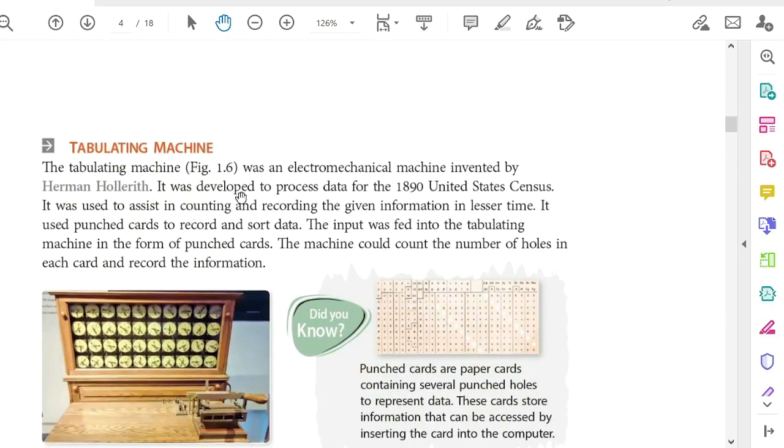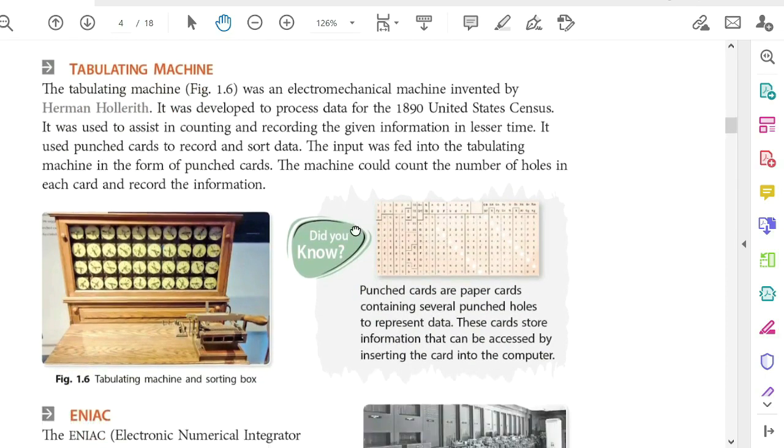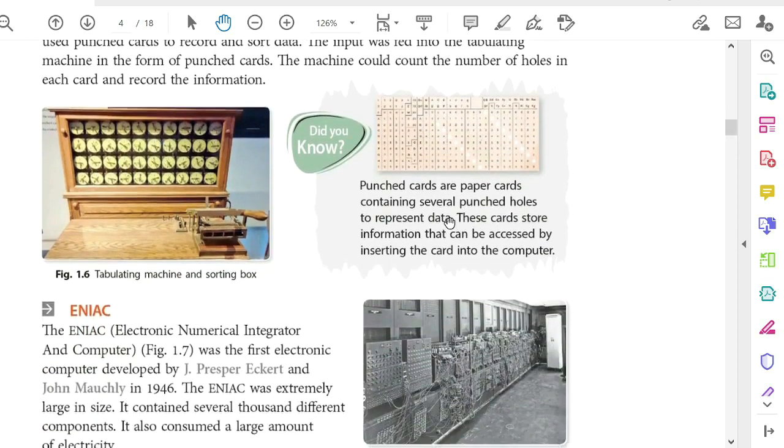Then tabulating machine. It was an electromechanical machine invented by Herman Holliday. It was developed to process data for 1890 United States Census. Here people used punch card for input and storing data. This is a paper card containing several punch holes to represent data. This card stores information that can be accessed by inserting the card into the computer.